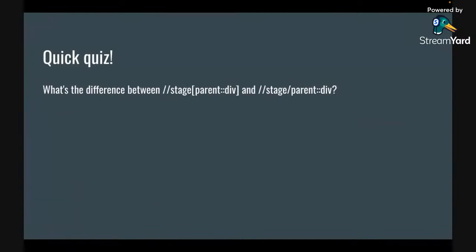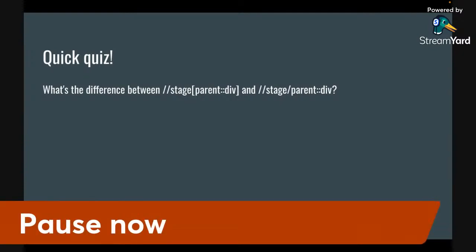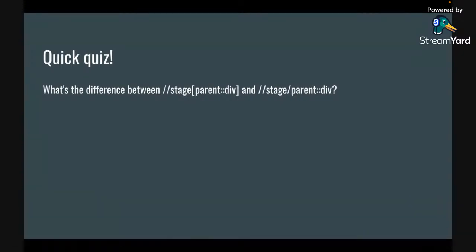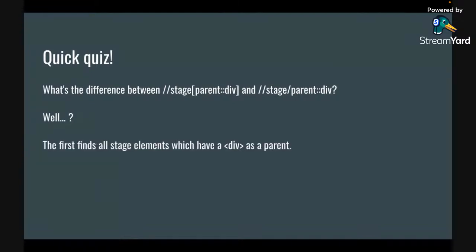Okay, so then what's the difference between these two expressions? /stage parent div versus /stage / parent div. Quite similar to the previous example. Take a moment to think about that. So the first one finds all stage elements which have a div as a parent. So again, that filtering mechanism of the predicate is used to find only stages that have a certain type of value, namely a parent div, or a div as a parent, sorry. Whereas the second one is find all divs which are parents of stages.